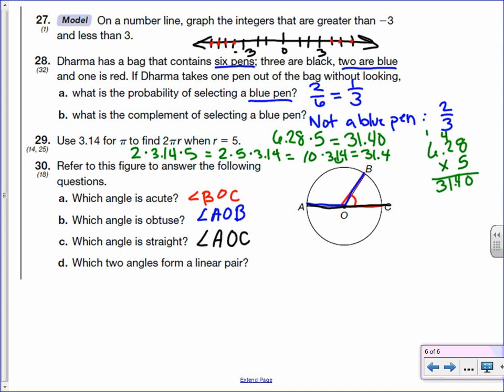And then which 2 angles form a linear pair? Meaning if you go through one angle and then the next, you've turned around 1/4 of a turn. So if I go from here to there, that's angle AOB. And then if I go from that point down, that's angle BOC. So angle AOB and angle BOC.